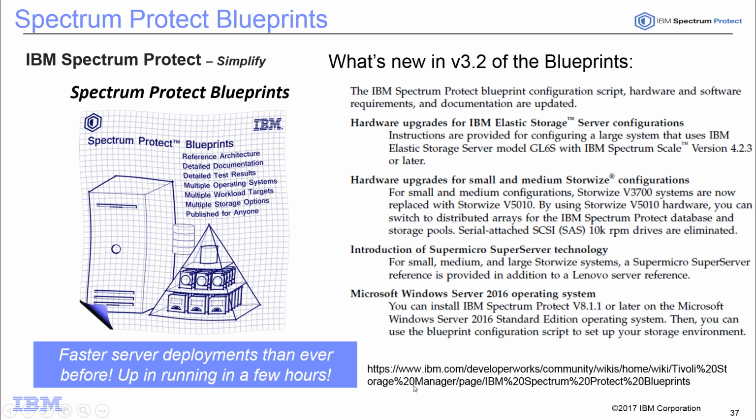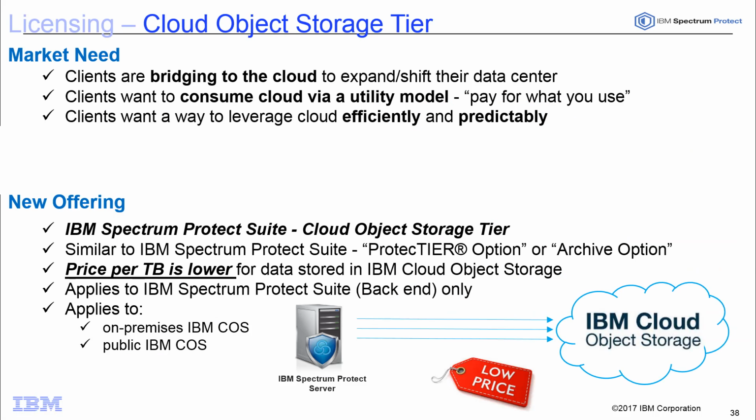Another change has to do with our licensing. We now offer a Cloud Object Storage tier license. This is helping clients bridge to the cloud and expand their data center, and it allows clients to consume their cloud via a utility model, which is pay for what you use. So it allows clients to leverage cloud efficiency and predictability. So the new offering is the IBM Spectrum Protect Suite Cloud Object Storage tier.